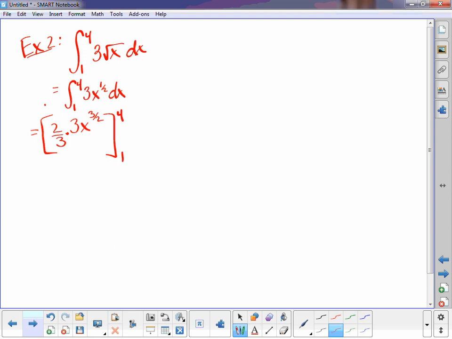Alright, this actually simplifies for us, right? That's nice. So let's go ahead and evaluate. So again, f of b minus f of a. So 2 times 4 to the 3 halves minus 2 times 1 to the 3 halves. I recommend you take the root before you raise it to the power. The square root of 4 is 2, cubed is 8, 16 minus 2. Do we agree with 14?